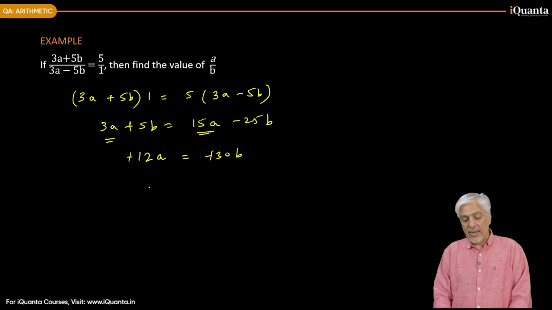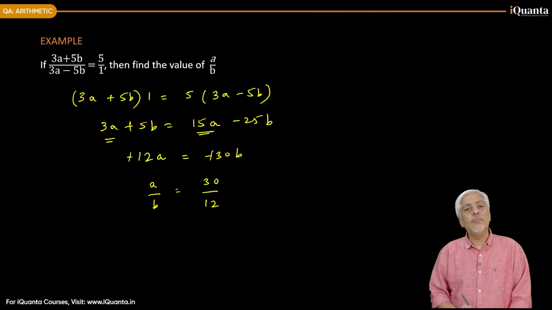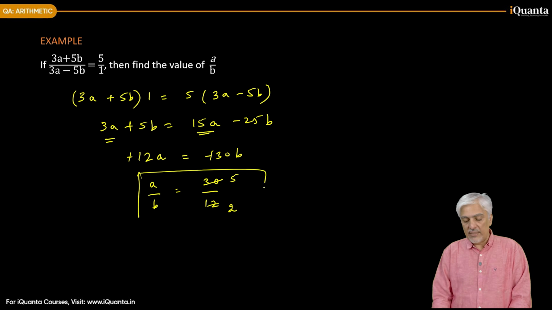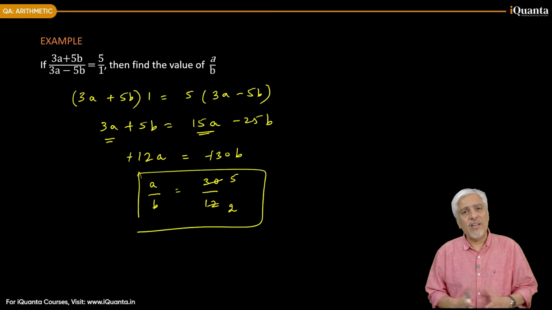I want to find a upon b. So a remains here, b comes down from there. 30 remains on the top, 12 comes down. Okay. You can cut with 6, 6 5s are, 6 2s are, and we've got the same answer, a upon b is equal to 5 upon 2, right? So different approaches you can use for this.